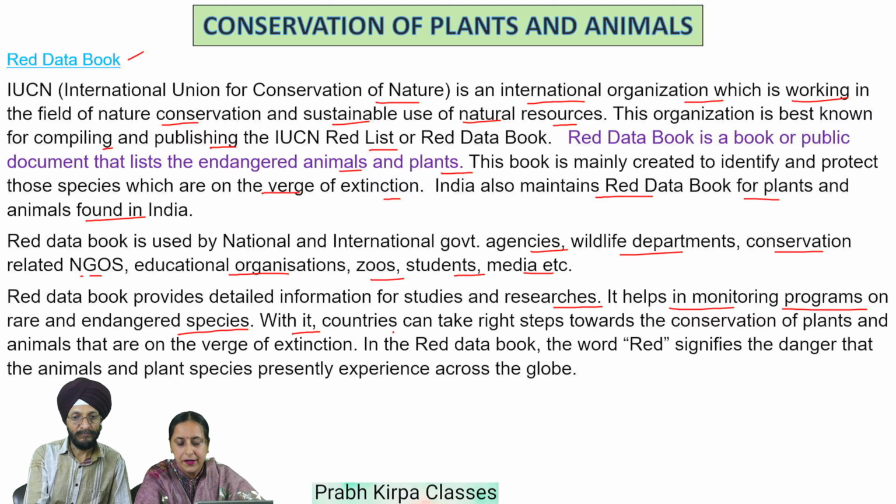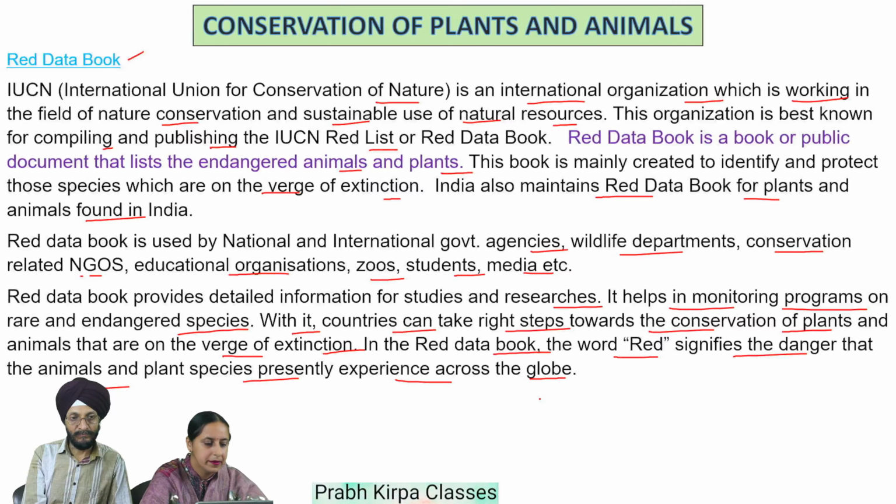With it, countries can take the right step towards the conservation of plants and animals that are on the verge of extinction. In the Red Data Book, the word red signifies the danger that the animals and plant species presently experience across the globe.